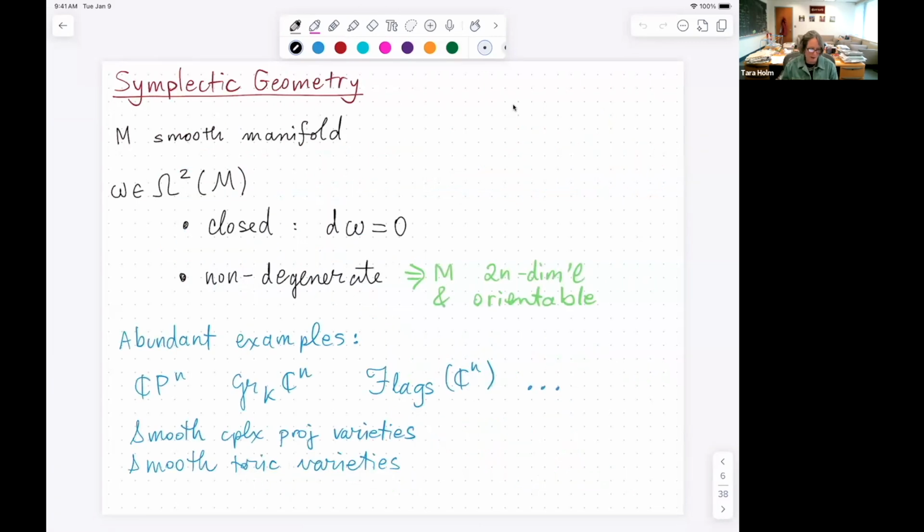So our setting, our framework, we have a symplectic form, a closed two form, non-degenerate, our manifolds orientable, and we have lots of examples. So these examples, we're going to draw on these. I'm particularly going to draw on toric varieties. So I'll particularly say quite a bit about toric varieties and take inspiration from those.